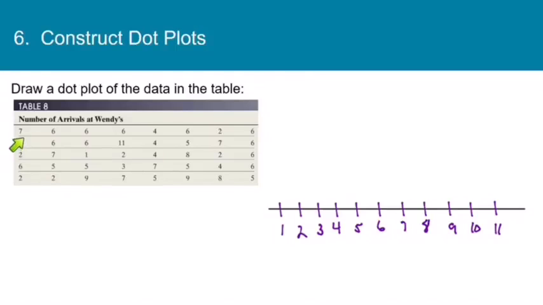Okay, now I'm going to put a dot over the appropriate number for each value in the data. So here is a 7, so I'll put a dot over the 7. And here is a 5, so I'll put a dot over the 5. And a 2, then a 6, then a 2. Then my next column is 66752. Then the next column is 66159.